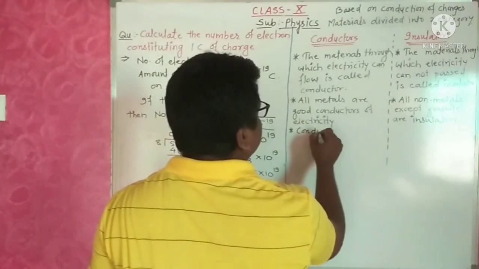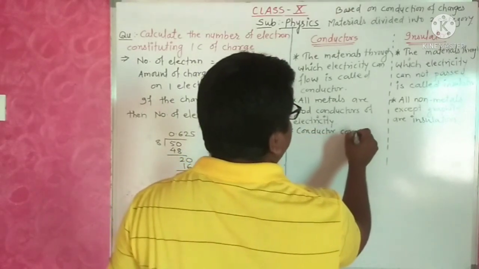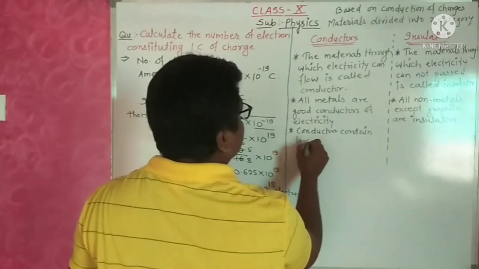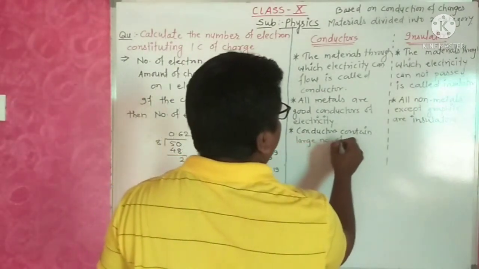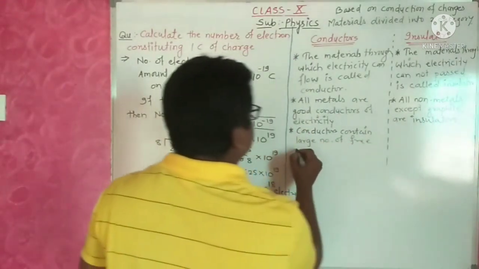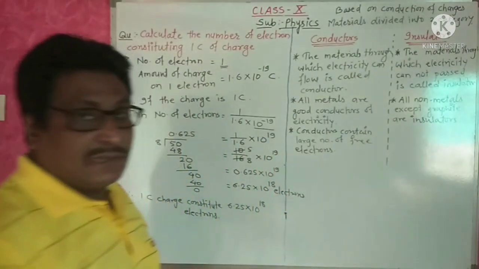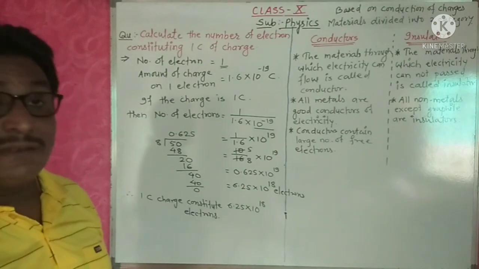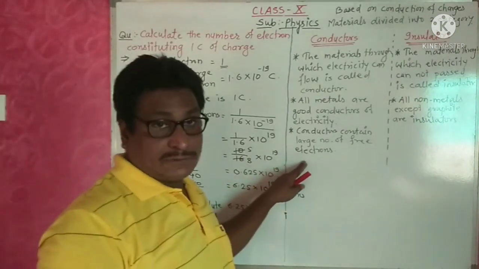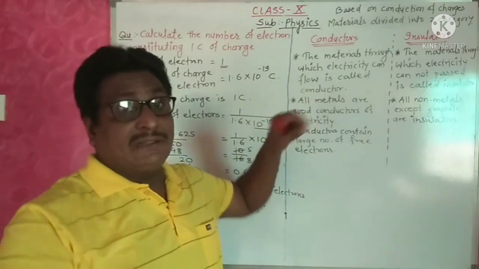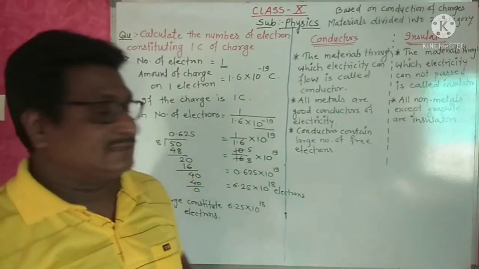Conductors contain a large number of free electrons. Due to these free electrons, what will happen? They will conduct the electricity.